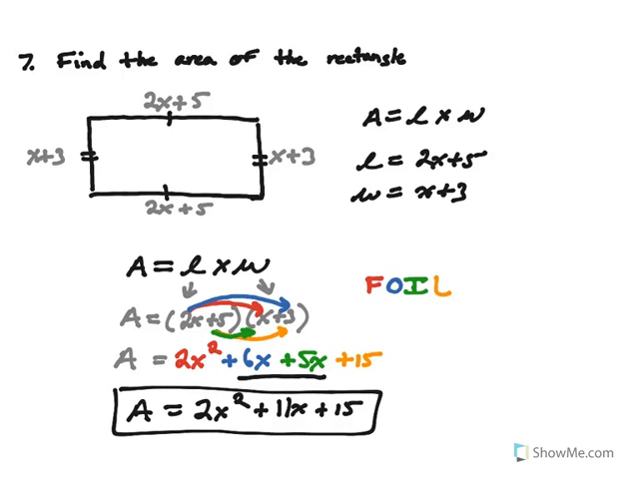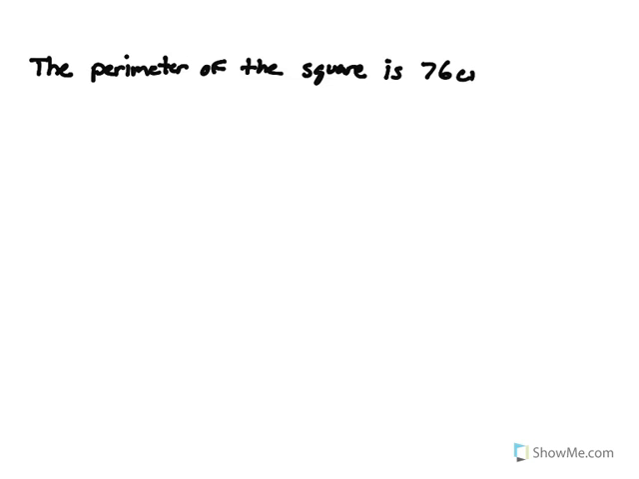Okay? Let's do one more like that. That's a little bit different here. So the perimeter of the square is 76 centimeters. And then I want you to find x. Okay, so let me give you the diagram that's needed.